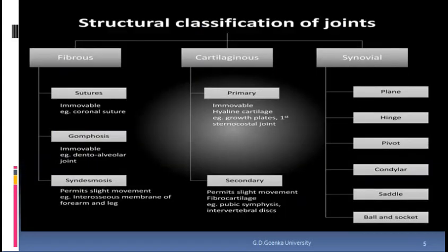Talking about the structural classification of the joints, we have fibrous joint, cartilaginous joint, and synovial joint. The fibrous and cartilaginous joints are part of the non-synovial joints. Under fibrous joints, we have further subclassifications, that is sutures, gomphosis, and syndesmosis. Under cartilaginous, we have primary and secondary, that is symphysis and synchondrosis joints. Under synovial joint, we have plain synovial, hinge, pivot, condylar, saddle, and ball and socket joints.